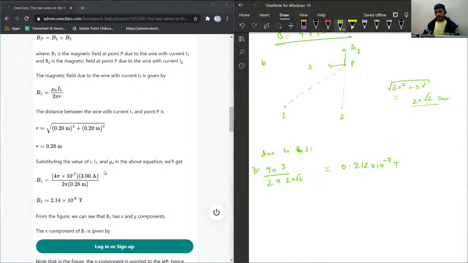This will be B1x, and this is basically the vector B1, and this is going to be the angle, and this angle is going to be 45 degrees. So I can calculate, and for the magnetic field due to this second wire, this magnetic field is in anticlockwise direction, so this will only come in the X direction. So in the X direction we will have B2 also.